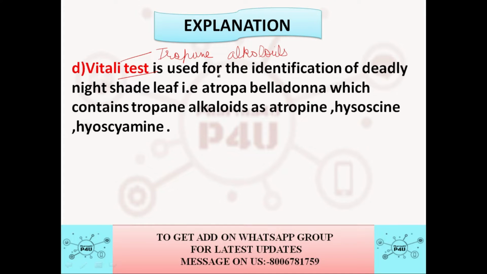And it is used for the identification of deadly nightshade leaf. Deadly nightshade leaf is the synonym of Atropa belladonna. Atropa belladonna is a tropane alkaloid, and its synonym is deadly nightshade leaf. The chemical constituents of this are atropine, hyoscine or hyoscyamine. So the Vitali test is for belladonna or tropane alkaloids, that is, deadly nightshade leaf.